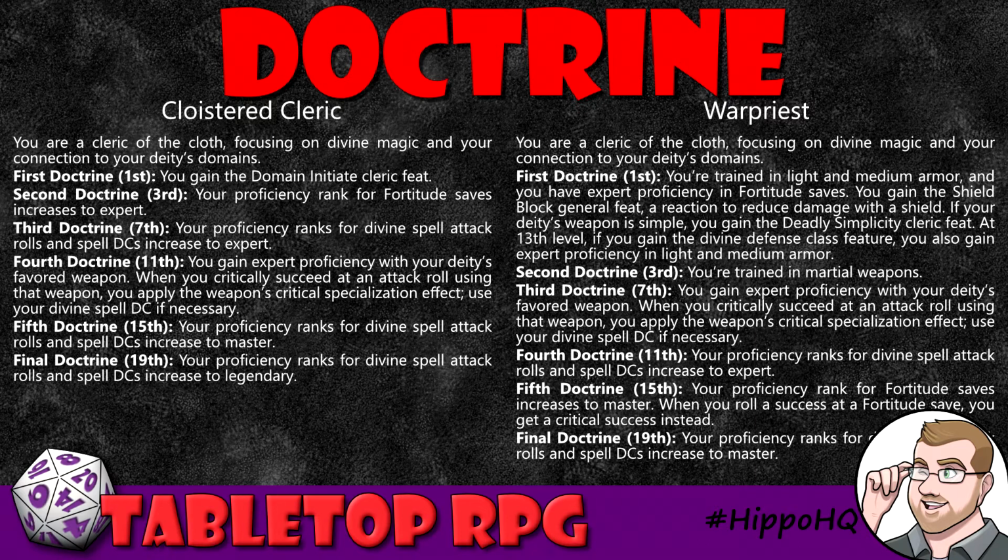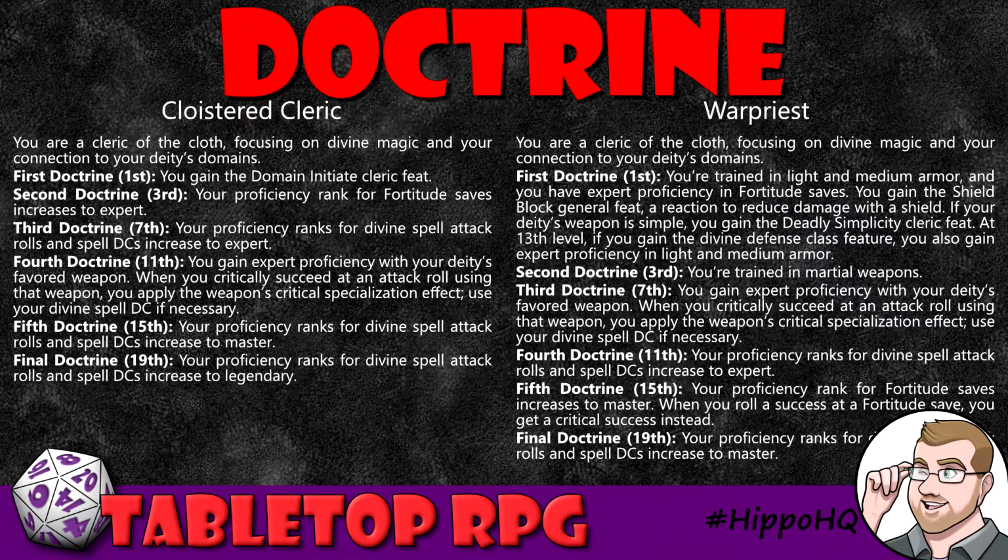Your first doctrine is you gain the Domain Initiate Cleric feat. This lets you choose one of your cleric's domains and get the domain focus spell from it. Second doctrine is your proficiency rank with fortitude increases. Third doctrine, your proficiency rank with divine spell attack rolls and DCs increase. Fourth doctrine, you gain expert proficiency with your deity's favoured weapon. Fifth doctrine, your proficiency ranks for divine spell attack rolls and spell DCs increase to master. And your final doctrine is your proficiency rank for divine spell attack rolls and spell DCs increase to legendary.